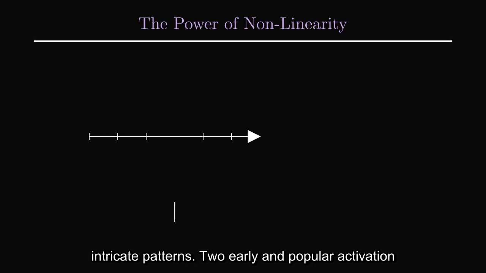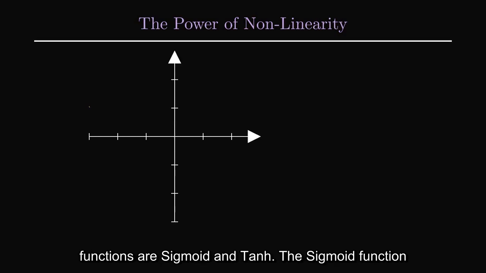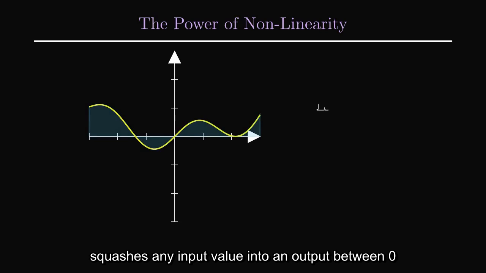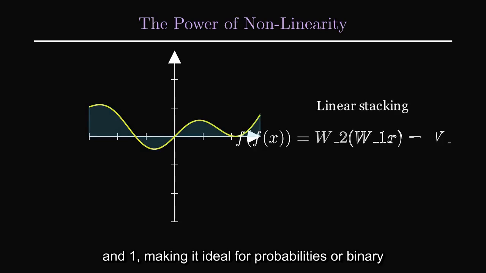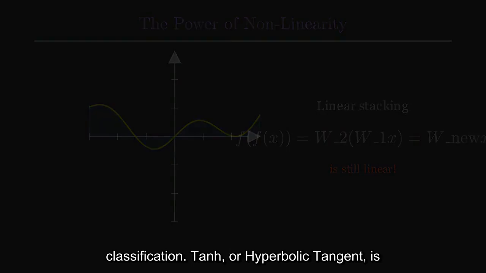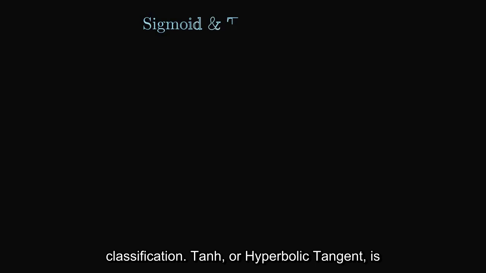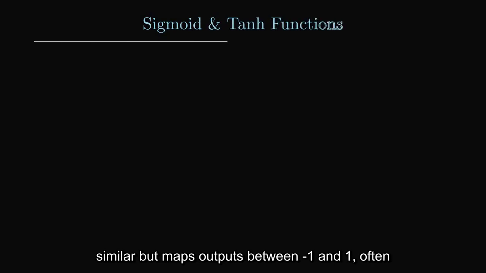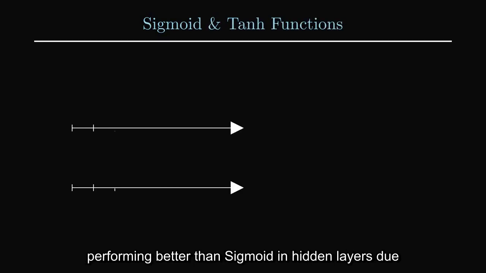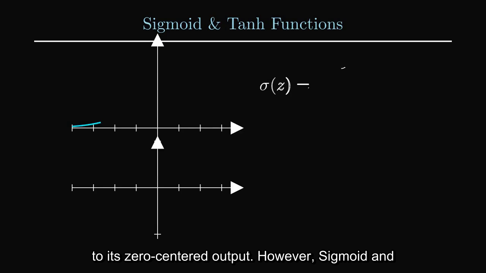Two early and popular activation functions are sigmoid and tanh. The sigmoid function squashes any input value into an output between 0 and 1, making it ideal for probabilities or binary classification. Tanh, or hyperbolic tangent, is similar but maps outputs between -1 and 1, often performing better than sigmoid in hidden layers due to its zero-centered output.